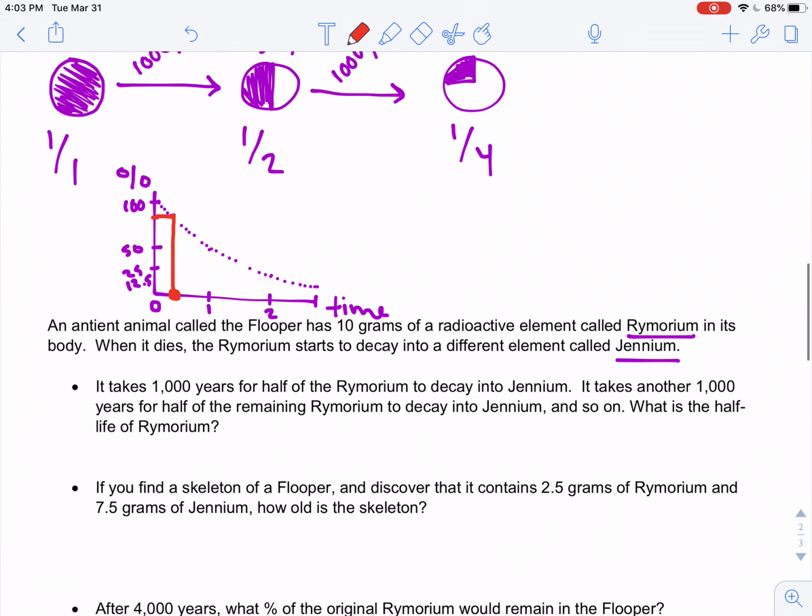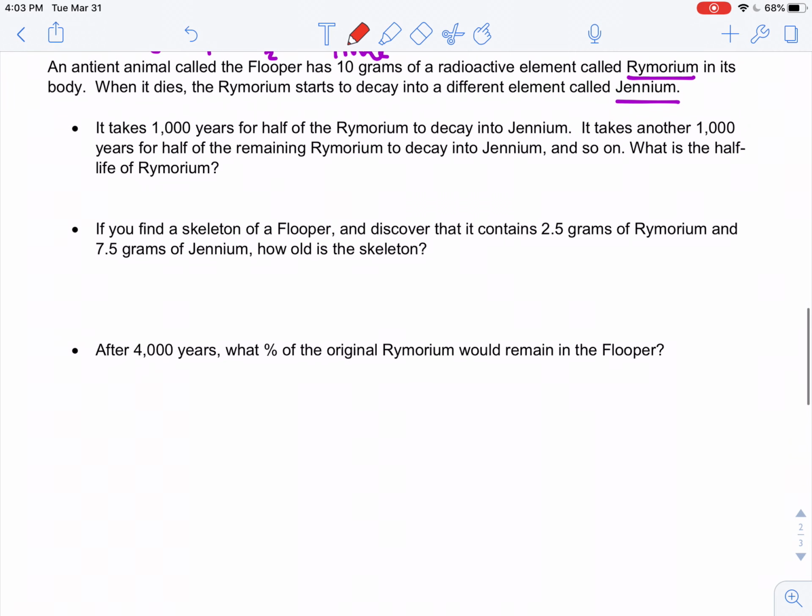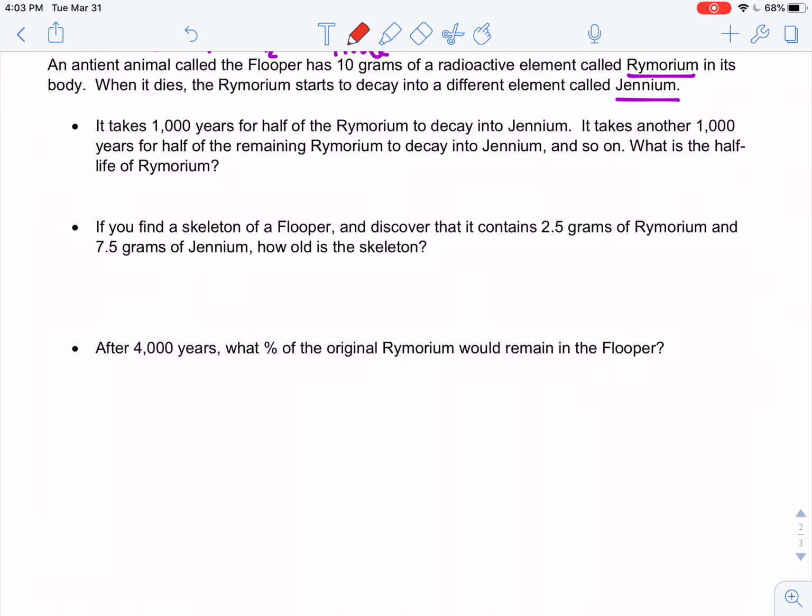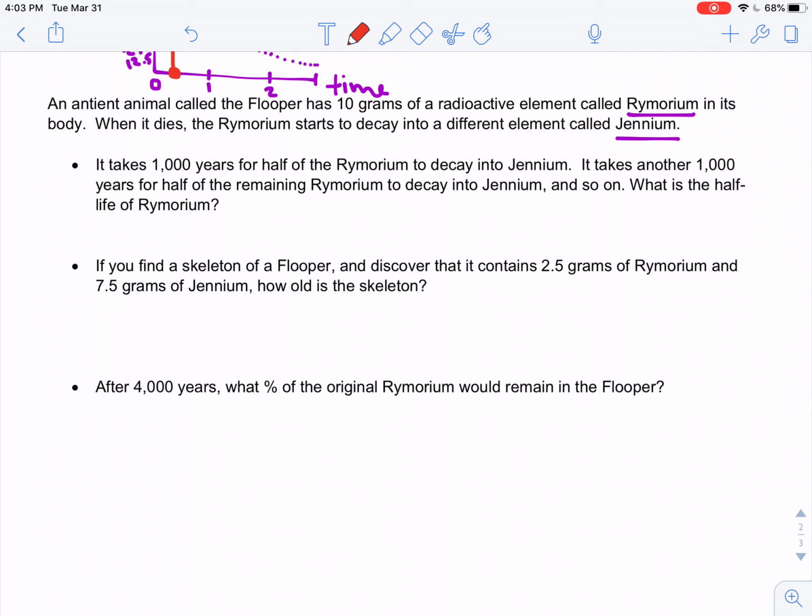Okay, how about some sample problems? So let's go down here and see if we can read through these. An ancient animal called the flooper has 10 grams of a radioactive element called rhymorium in its body. When it dies, the rhymorium starts to decay into a different element called genium. All right, so we've got this fake ancient animal, a pretend animal called a flooper. When it's alive, it has 10 grams of a radioactive element. And over time, the rhymorium starts to change into genium.